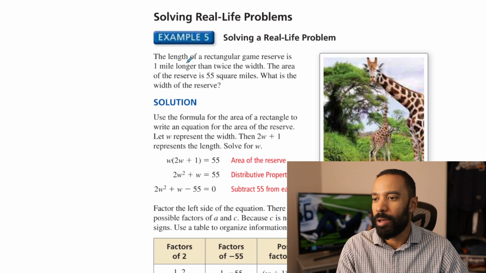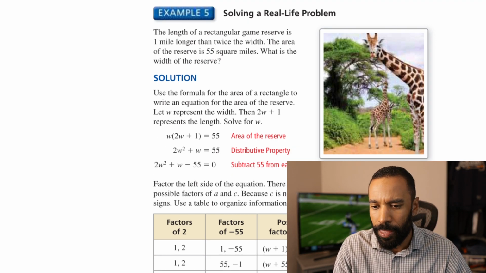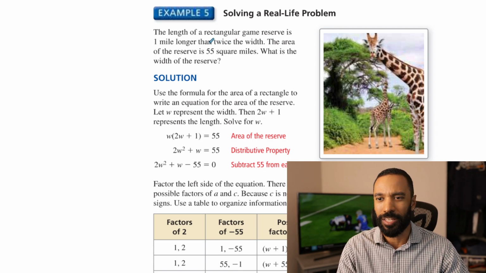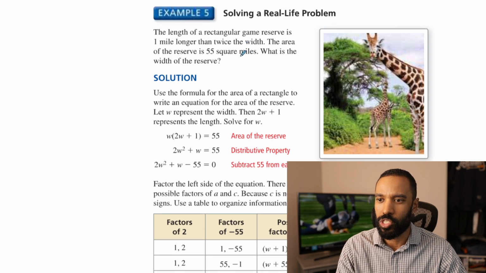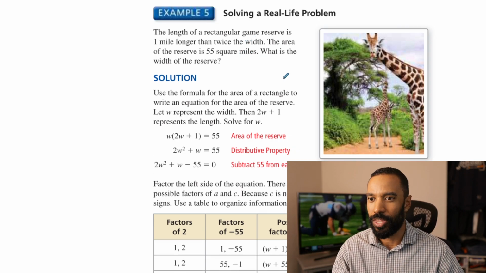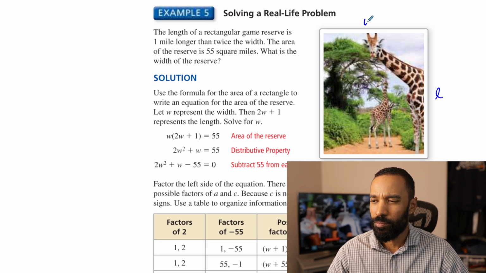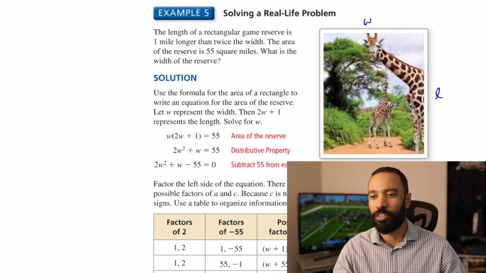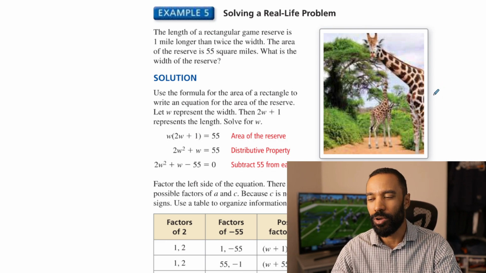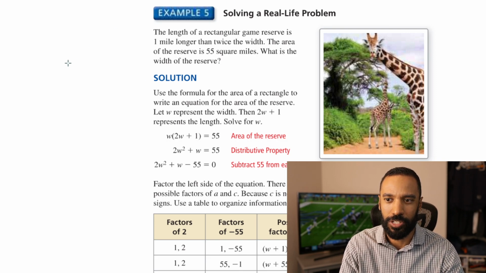All right, solving real life problems. Let's take a look at this one. Let's hold on. How much time? It's got 25 minutes in just the lecture. The length of a rectangular game reserve is 1 mile longer than twice the width. Ooh, we get to actually set up kind of things. The length, which way is length? I guess here. Wait, is this a photo? I guess the photo's not the reserve. But, okay, well, let's pretend like it was. Now, let's just do this.